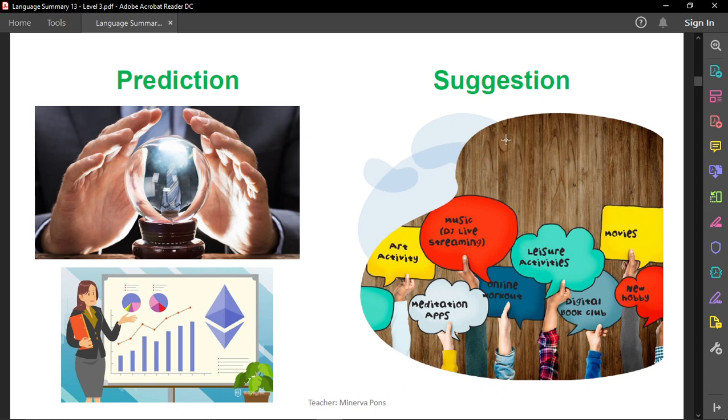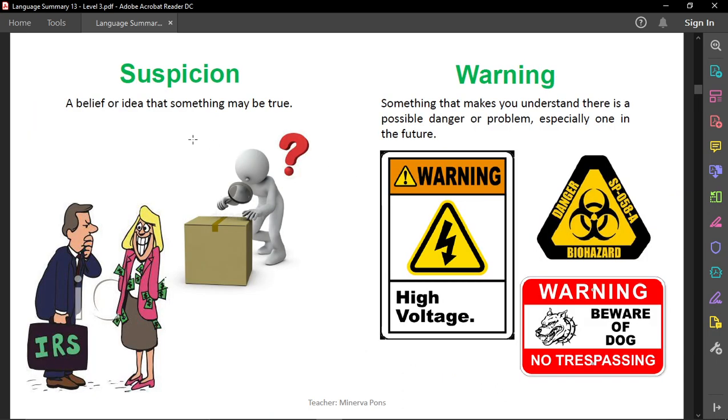Suggestion. A suggestion is like advice on doing things. Maybe you're feeling kind of sad and you ask for a suggestion on how to stop being sad. And one suggestion could be like, oh, hang out with your friends. That might make you happy. Suspicion. A belief or idea that something may be true. When you are suspicious and you have a suspicion of something, it's like, I think this is happening right now. You're not sure, but you have the idea, like, you're almost sure that it's bad.